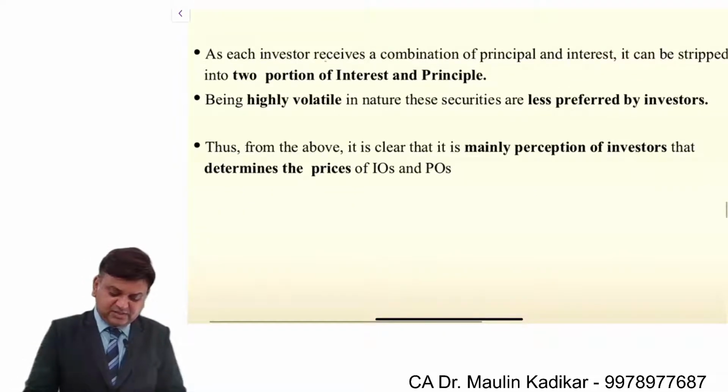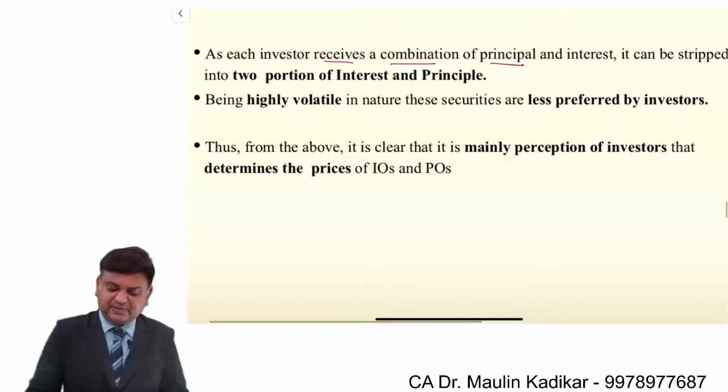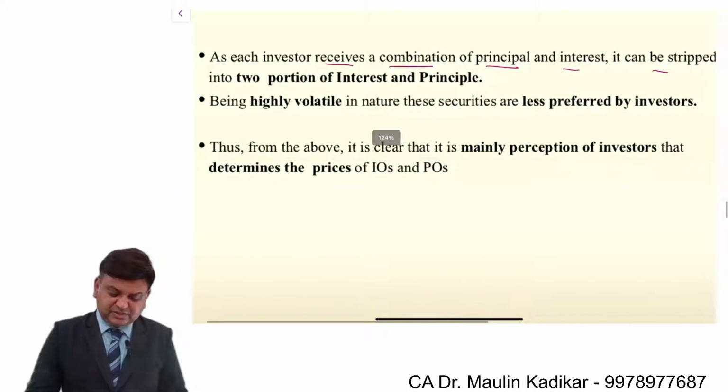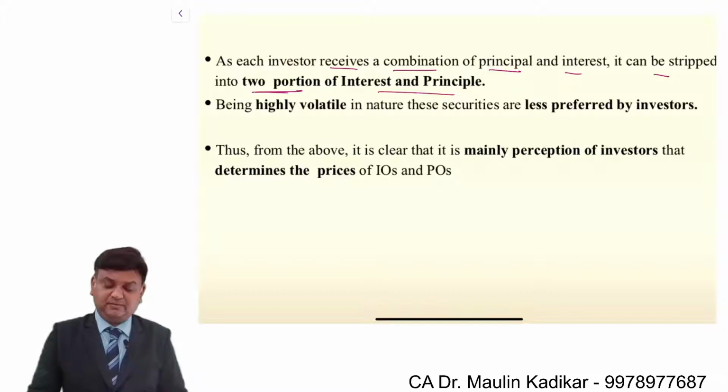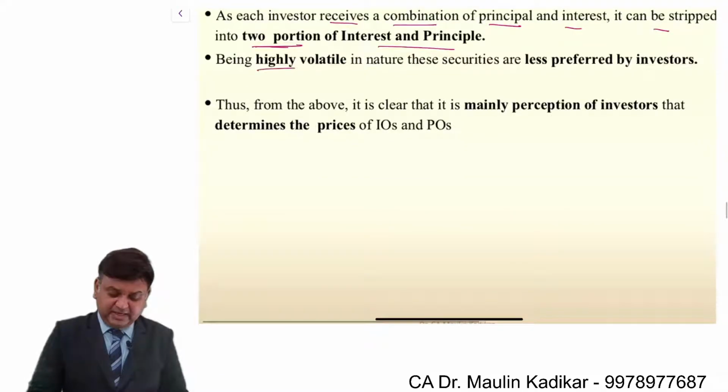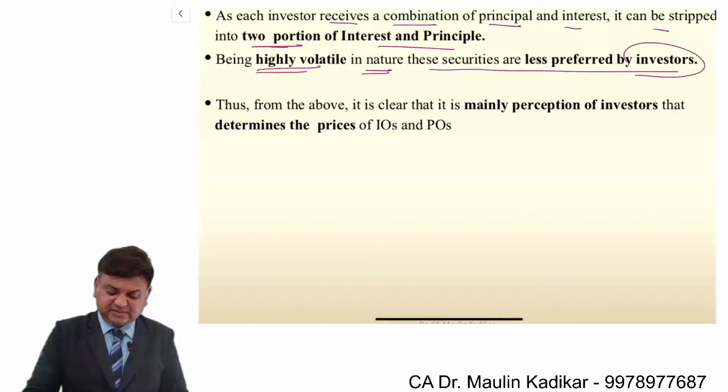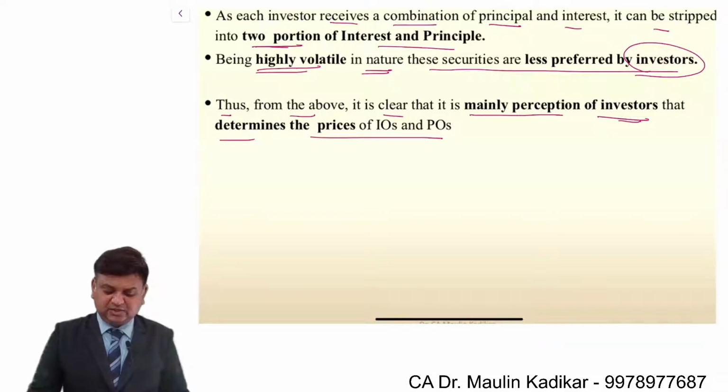As each installment the investor receives is a combination of principal and interest, it can be stripped into 2 portions of interest and principal. Being highly volatile in nature, these securities are less preferred by investors. Thus, from the above, it is clear that it is mainly the perception of the investor that determines the price of interest only or principal only securities.